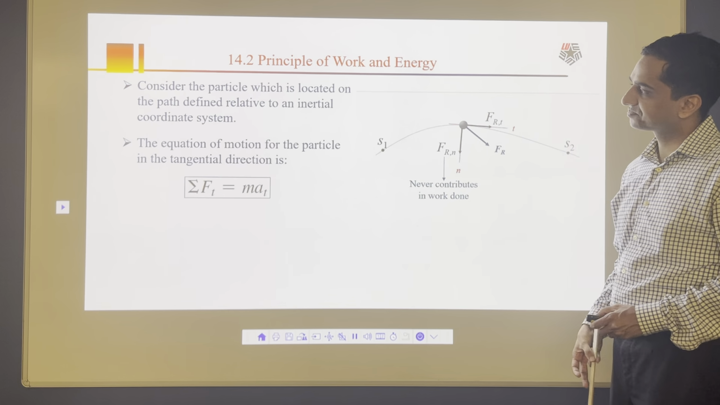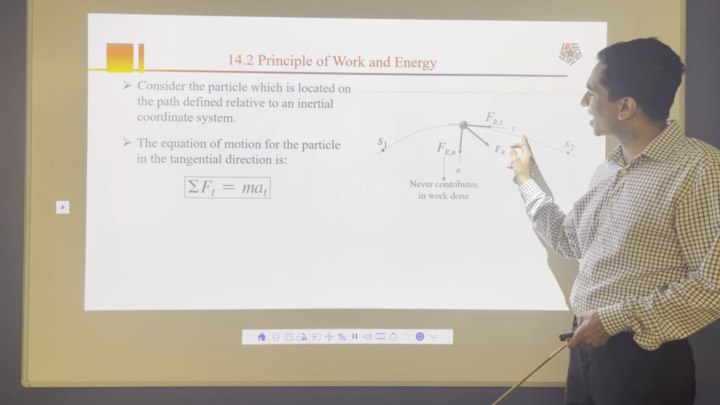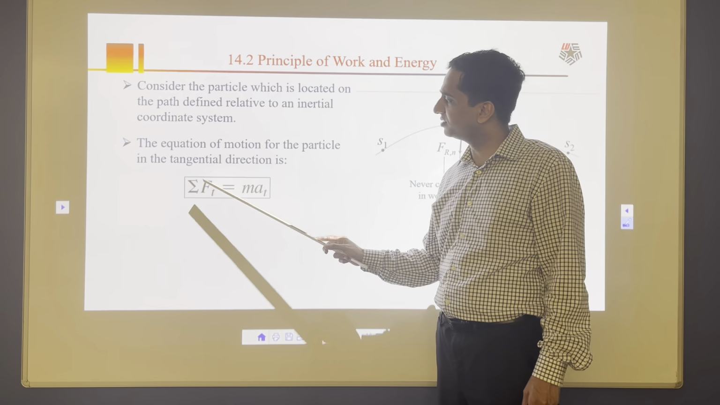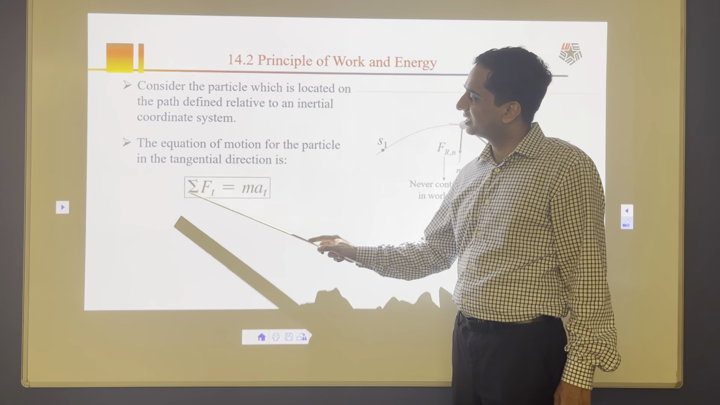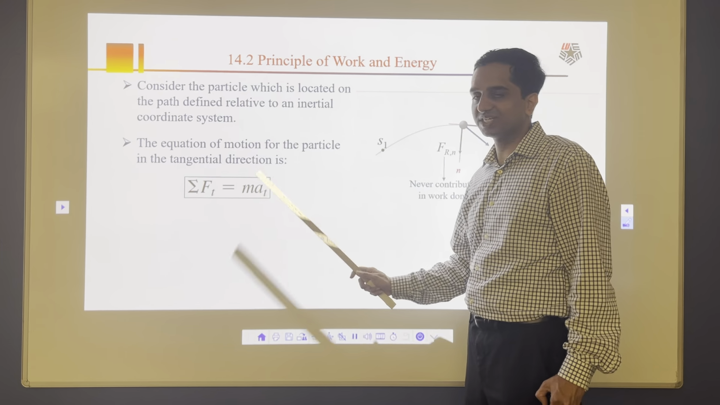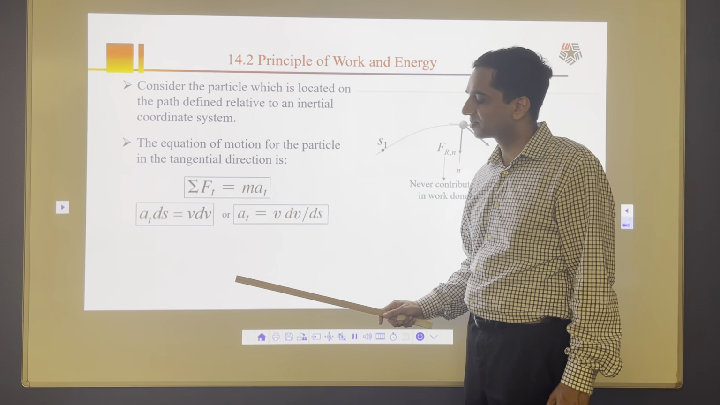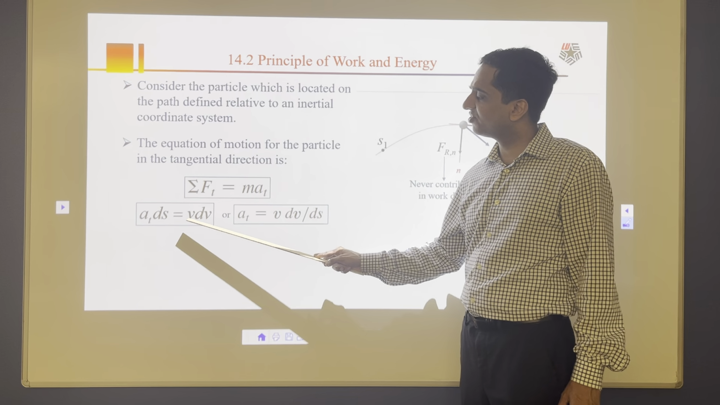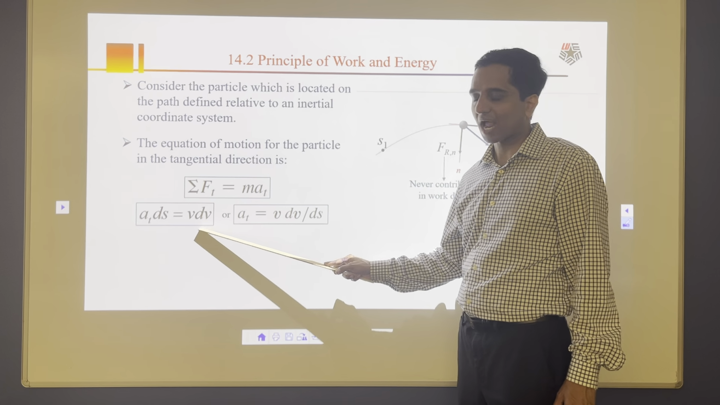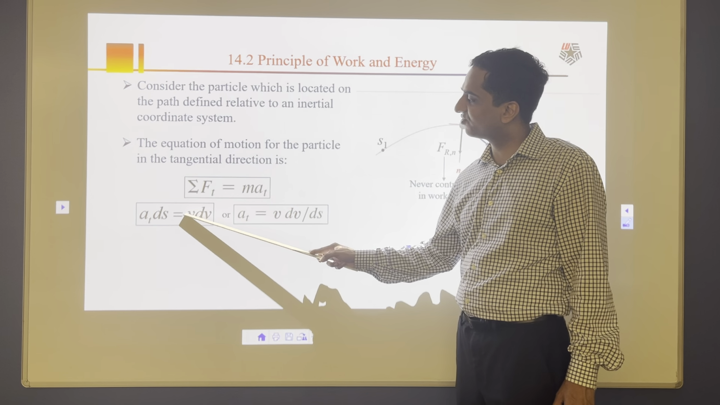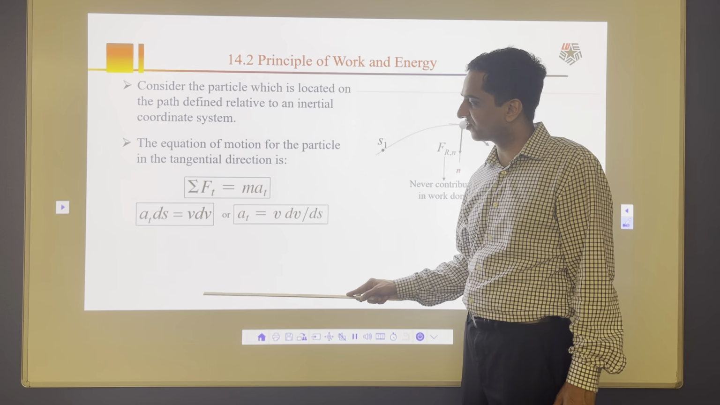So let's say we are going to apply only tangential forces that matter. I am going to apply my equation of motion for the tangential component. Summation of all forces tangentially is equal to m a_t, that's your tangential acceleration and mass of the object. From chapter 12, we learned a_t ds is equal to v dv. a_t ds is nothing but your tangential acceleration times ds, and v is velocity, dv is change in velocity.